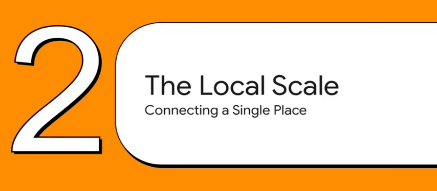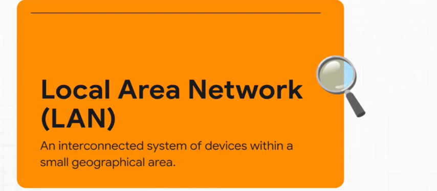Okay, so let's zoom out a little bit now, from your personal bubble to the scale of, say, a single building. We're moving up to the kind of network that connects an entire place, like your house or your office. This right here is the local area network, or LAN, and this is probably the one you're most familiar with, even if you don't use the term. It's the system that links up all the devices within one specific, limited area. That Wi-Fi network that's connecting your computer, your phone, and your smart TV, you're on a classic LAN right now.